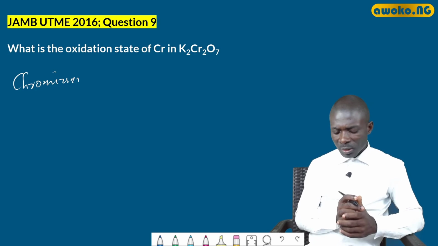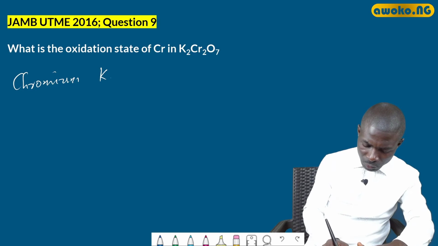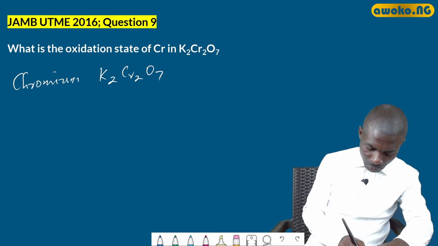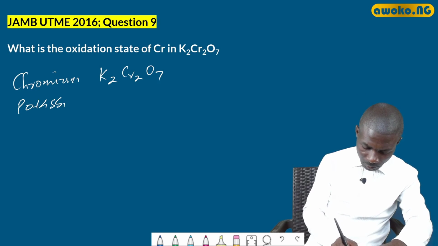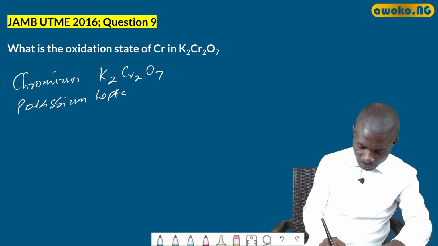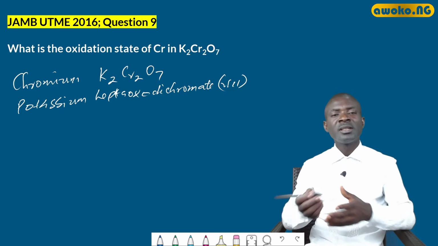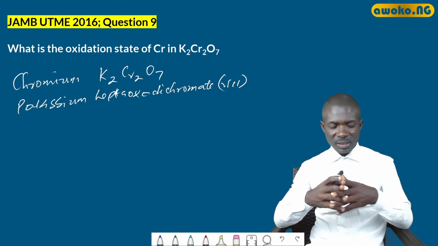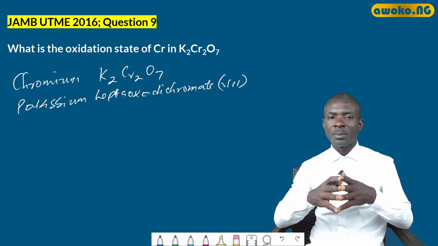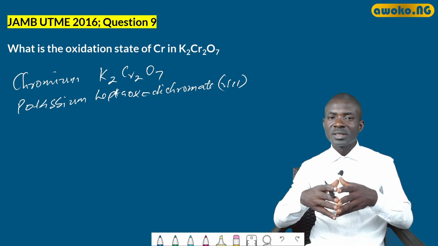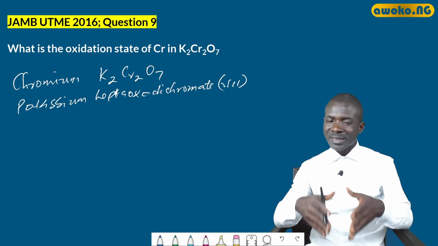Now, the compound is simply K2Cr2O7, which is pronounced as potassium heptaoxodichromate(VI), with the VI written in parentheses as a Roman numeral. That is the name of the compound. How did they come about the name of this compound? You can only give the name, or the IUPAC name, of the compound when you have calculated the oxidation state of chromium in the compound, as it is given in this question.